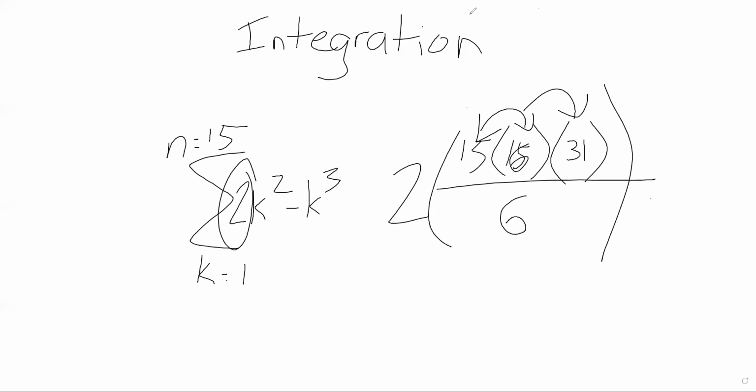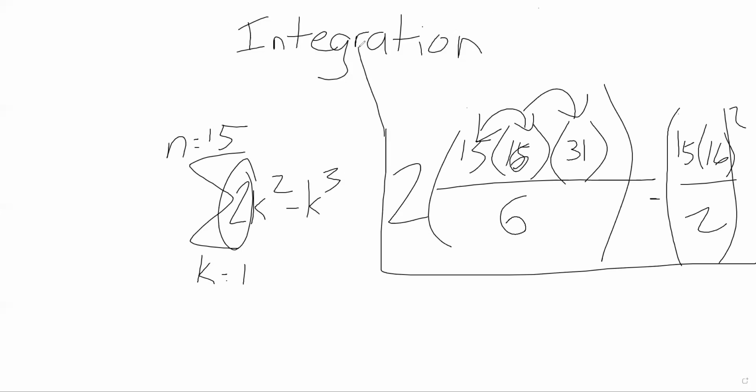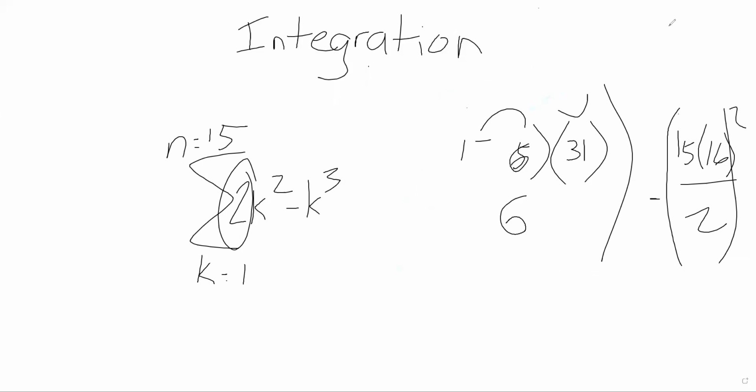And then we want to subtract K cubed, and the expression for K cubed is n times n plus 1, so it's 16 over 2, squared. And that's our final expression. You don't have to simplify that. I would just leave it like that. Sorry that it's all over the place, and I can't even get to my eraser. So now I'm going to move on from that.